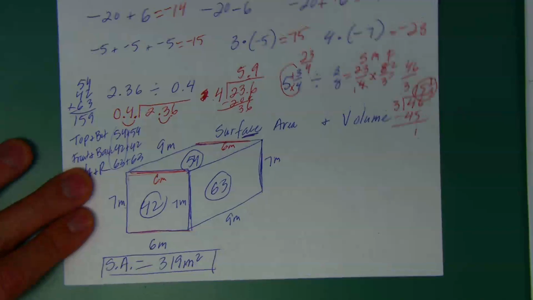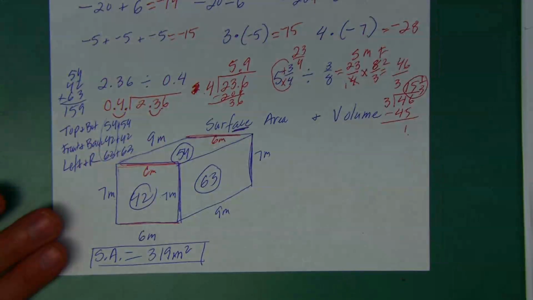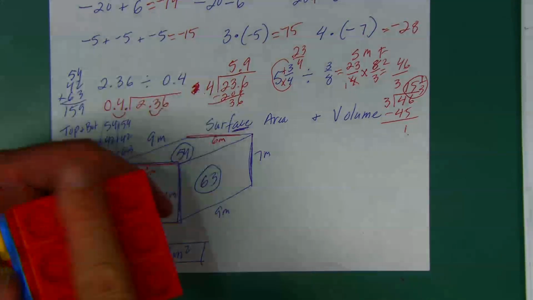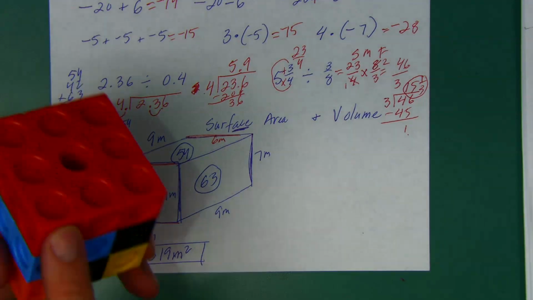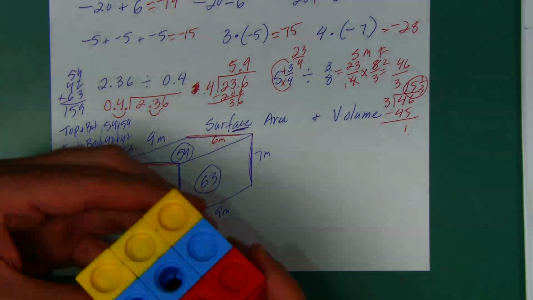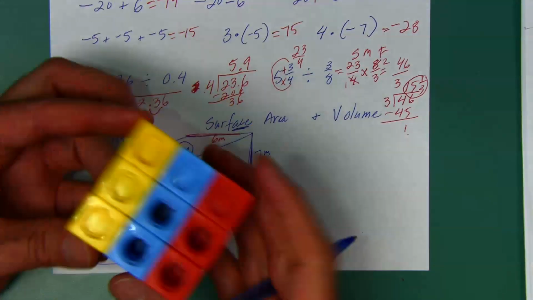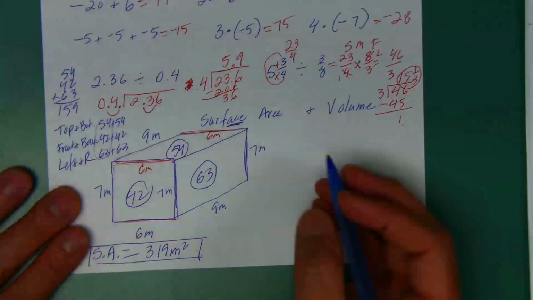Okay, now how about the volume? The volume is how many cubes did it take to make this? And remember, get that top layer. That's how many cubes did it take to make that layer? 3 times 3. And then how many layers do you have? Okay, so you got 9 times 3 is 27. Same idea. Let's get the top layer.